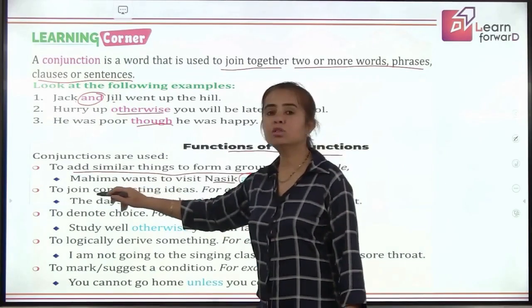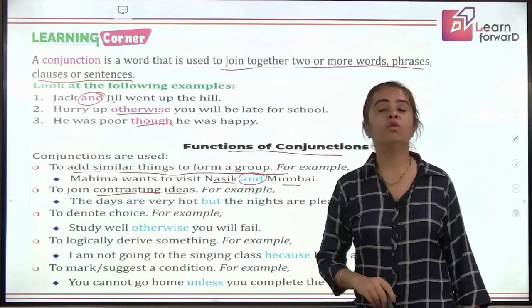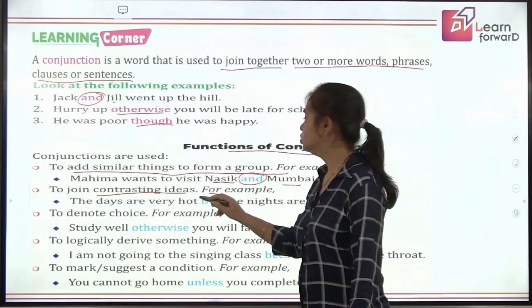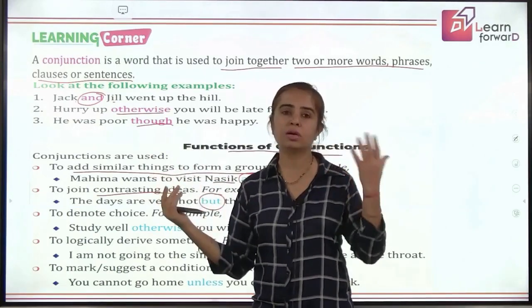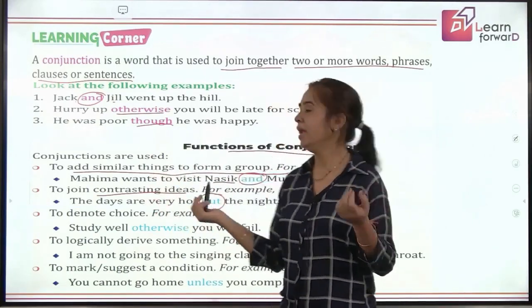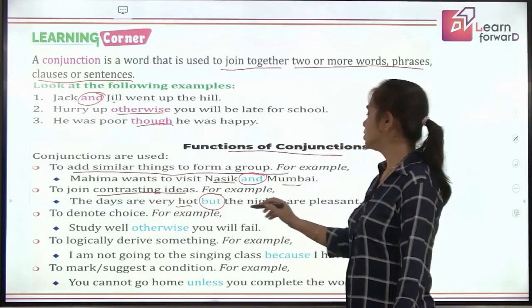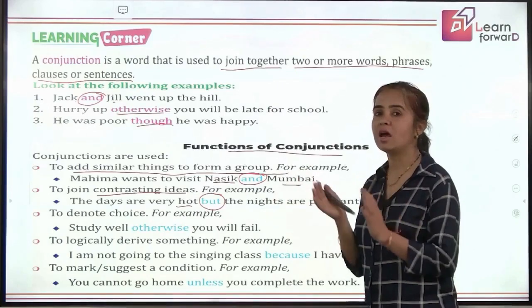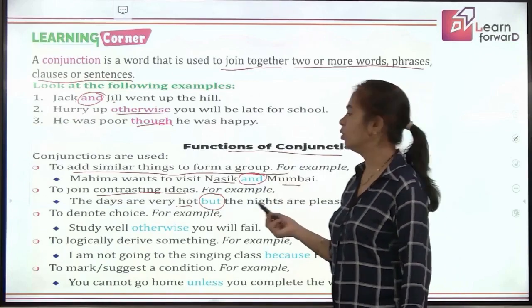Now we can also use conjunctions to join contrasting ideas. For example, I say tea is hot but juice is cold. So they are two contrasts. Something is cold, something is hot. So opposite. Here also we have an example. The days are very hot but the nights are pleasant. So two contrasting things are joined together. We use but here, and we'll be learning about more conjunctions.